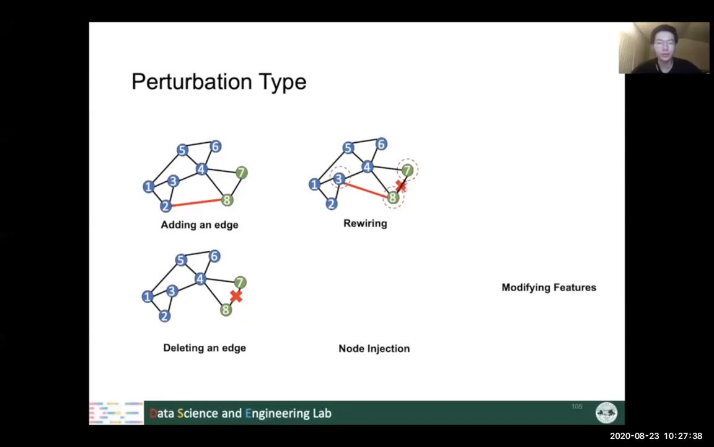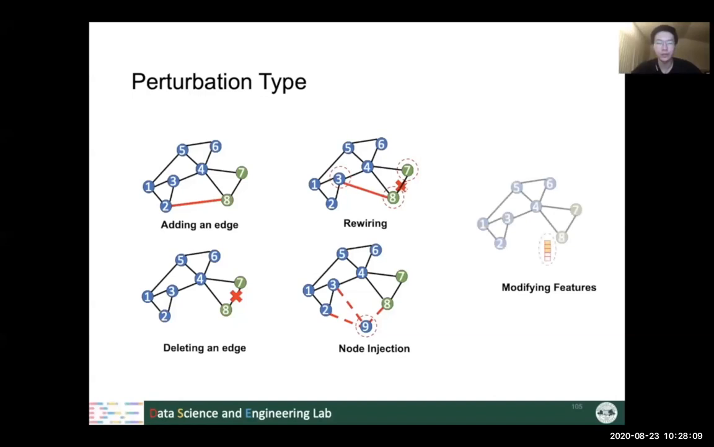Another interesting perturbation type is node injection, where we create a fake node, and then connect the fake node with other nodes. This is just like in Facebook, we can create some new accounts and then use these new accounts to connect with other users, and then we can inject some adversarial noise.